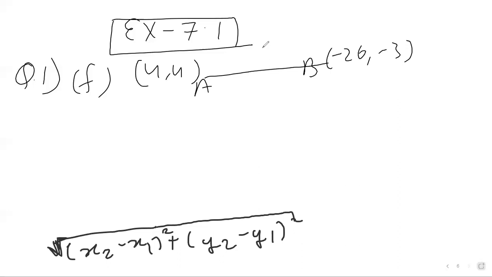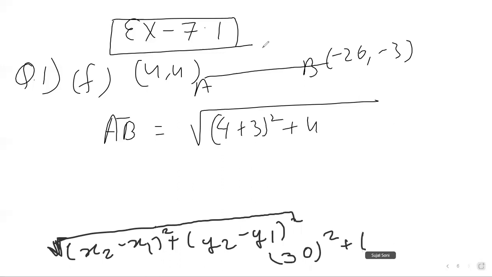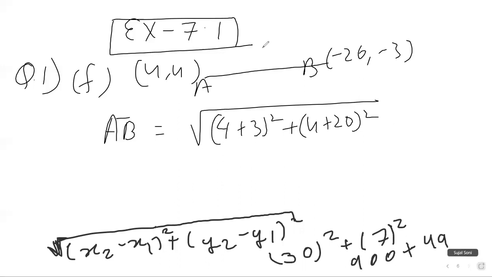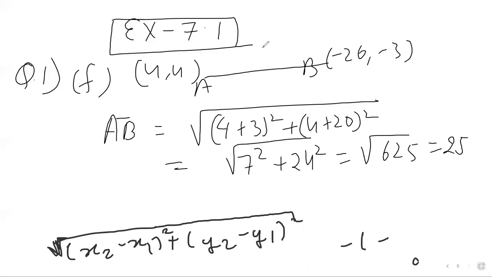So distance AB will be root over x2 minus x1. So this will be 4 plus 3 whole square plus 4 minus minus 20 whole square. Does it affect if we take x1 minus x2 or x2 minus x1? It doesn't affect the result because it's square. Square numbers are always positive. So you need not be worried about whether taking x1 minus x2 or x2 minus x1, that is the same thing. So 7 square plus 24 square. So this will be root over 625. And length will be 25 units. 25 units will be the answer.